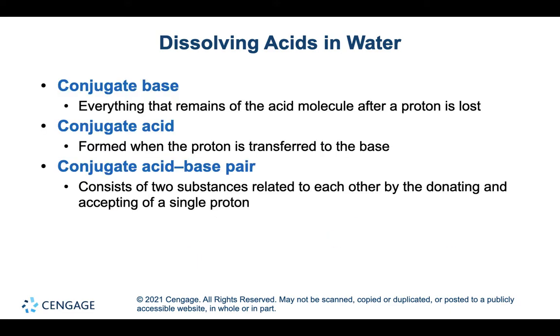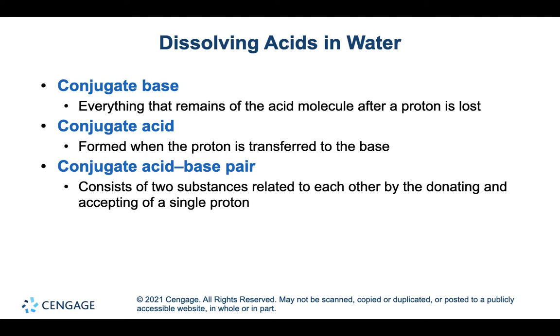So a little definition here. Conjugate base is what you have left after the acid molecule loses a proton. A conjugate acid is what you have once a base accepts a proton. So when a proton is transferred to a base, you create that base's conjugate acid. And so two things that are related to each other by having the same formula, except one has H plus extra and the other one does not, are called a conjugate acid-base pair.